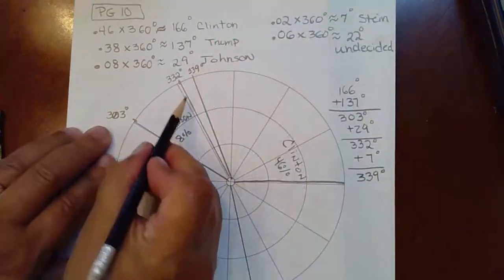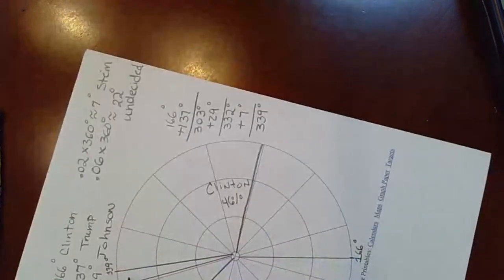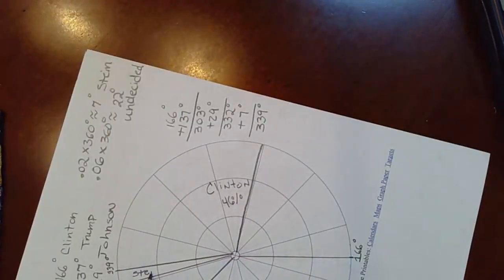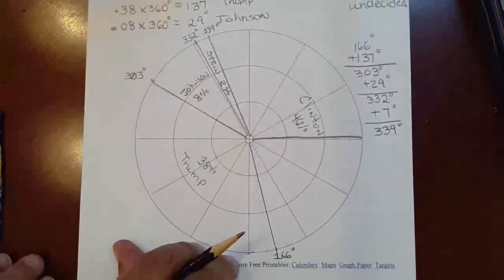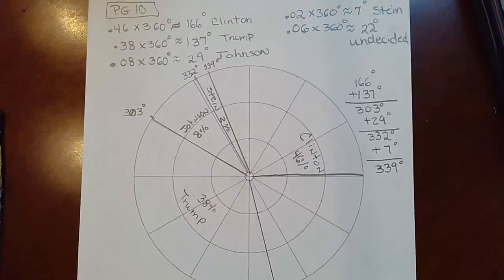Okay, and then you got to kind of squeeze his name right in there. I'm going to have to turn the paper sideways just for a second. That'll be Stein, coming in at 2% of the vote. Okay, that's that portion. And then there's only one portion left. So even if you do go a degree over, you're going to stop it at 360.